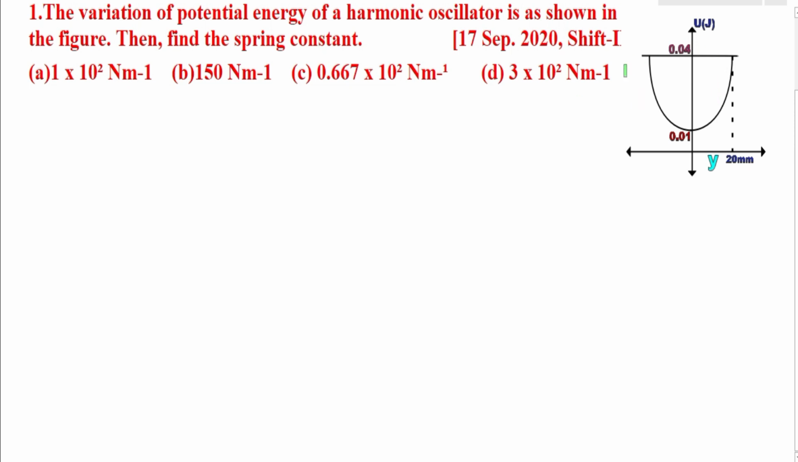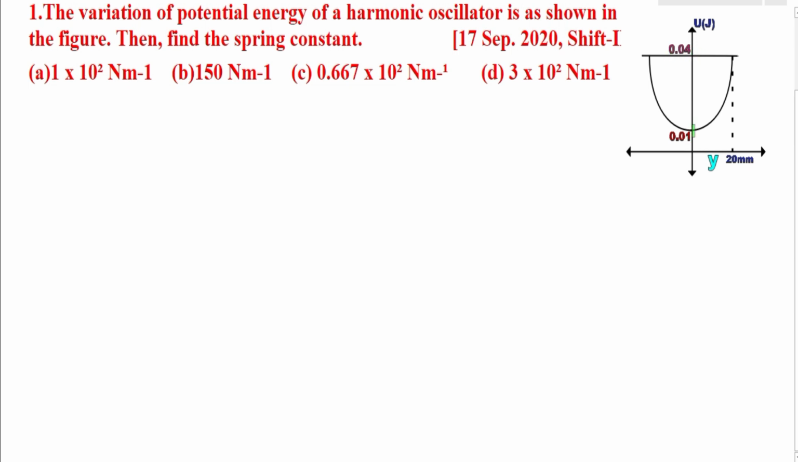Okay, so this is the potential energy curve that shows the variation of potential energy with respect to distance or displacement. Now if you observe this curve, the minimum value of potential energy is 0.01 joules and the maximum value of potential energy is 0.04 joules. As the system is oscillating, the value of potential energy will change from 0.01 to 0.04 joules.